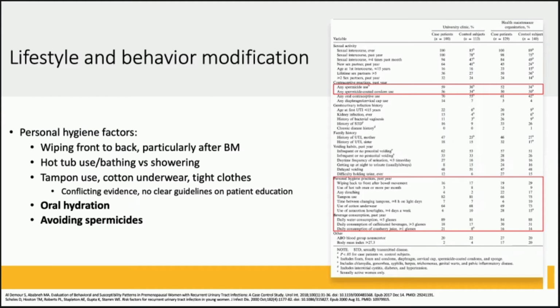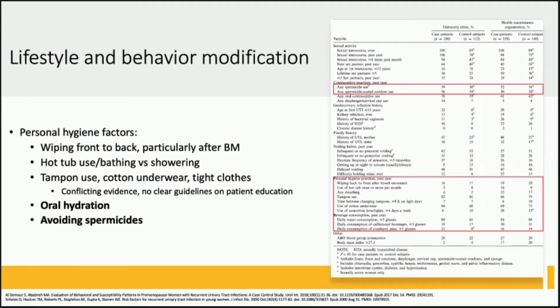But what I want to highlight here is that case control studies, such as the one that we are including here on the slide, have demonstrated that there is a statistically significant difference between women who use spermicides for contraception and those who don't in their chance of developing a UTI. Differences were also noted in the use of non-cotton tights, but this wasn't observed in any other risk factors like water consumption or personal hygiene.